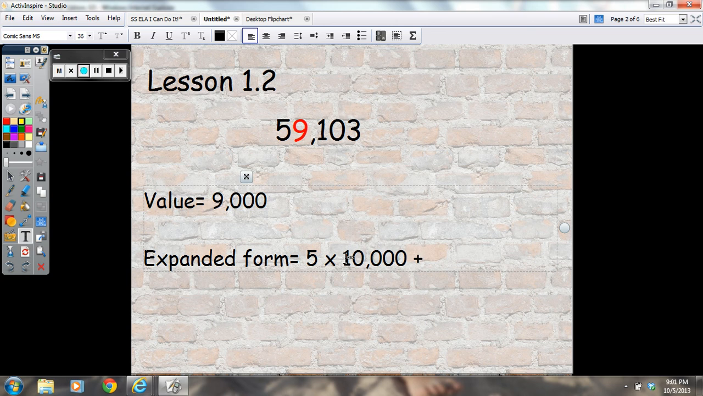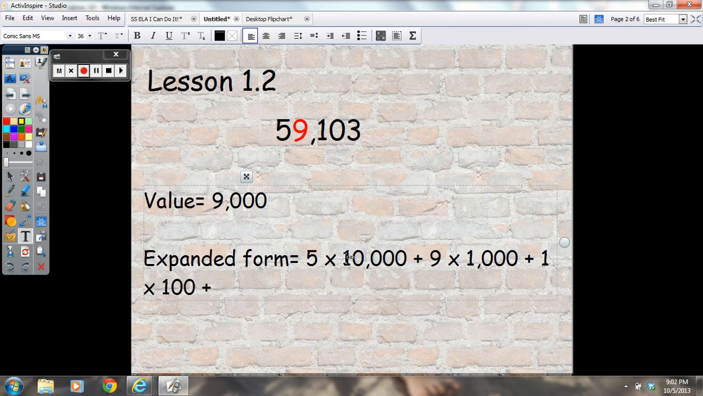And then we need to take a look at the next number, and see what number's in that place, and we know that's a 9. The place that it's in is the 1,000s place. So in order to find out that value, we take the 9 and multiply it by 1,000. We move on to our next place, and we notice that there's a 1 in that next place, and the place that it's in is the hundreds place. So I take that 1 and multiply it by 100 to figure out its value.